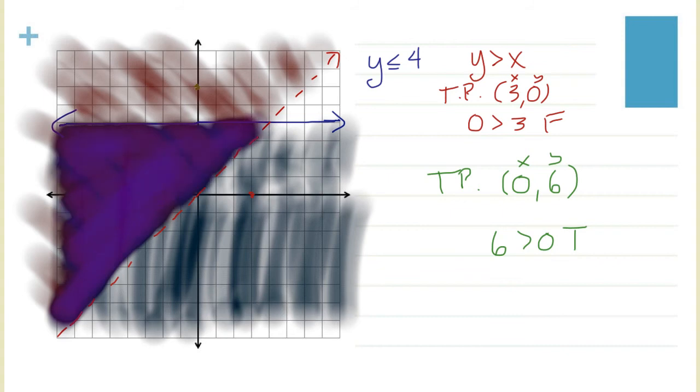Okay, so my answer is that quadrant, that quarter of the coordinate plane. Again, it keeps going forever. It's not like it's just a triangle. And that's how you do inequalities.